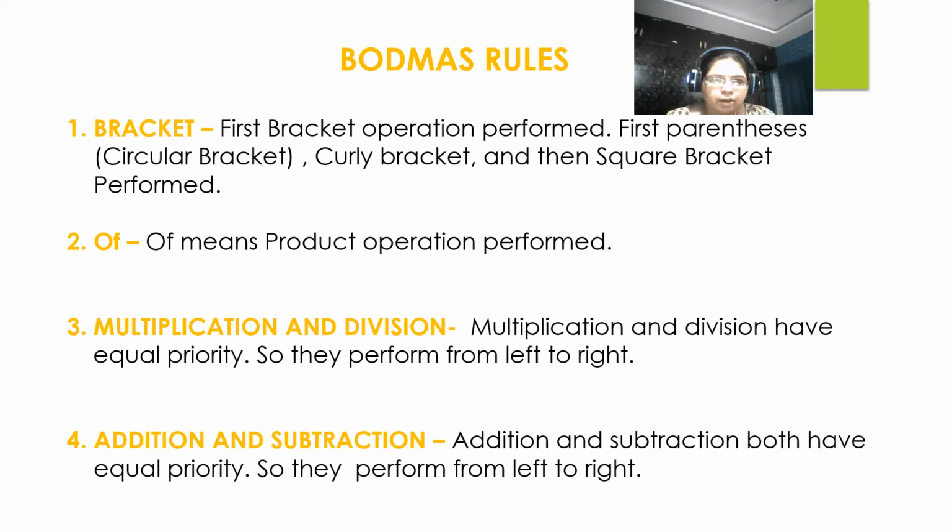BODMAS rules. First is B for brackets. First, bracket operations are performed: first the parenthesis, that is the circular bracket, then the curly bracket and then the square bracket. Then O for of. Of means product operation is performed. Then D for division, then M for multiplication. Division and multiplication have equal priority, so they are performed from left to right.